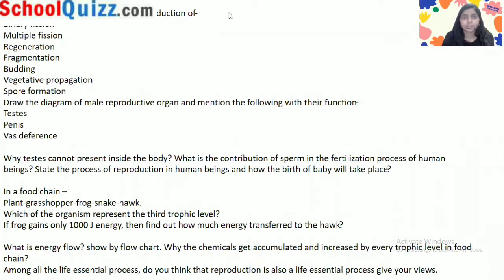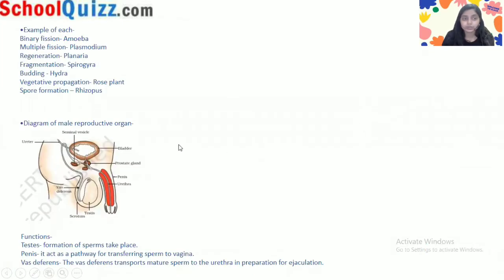So let's move to the second question: draw the diagram of the male reproductive organ and mention the following with their function. You have to mention the testes, penis, and vas deferens, and you have to tell the function of all of these also. I have told you in our previous video how to draw the reproductive organs of the flower as well as human beings easily. You can watch that video, and that is available on YouTube, right?